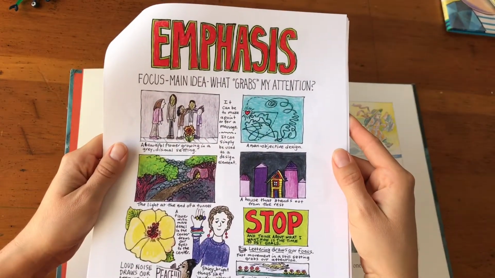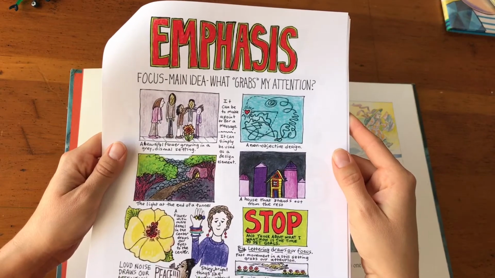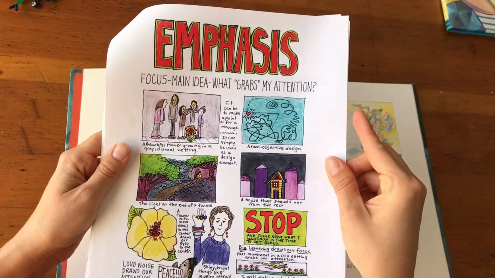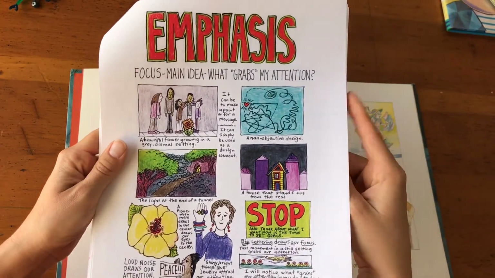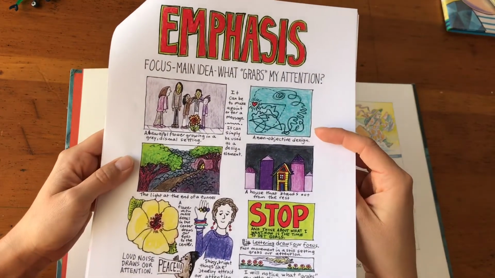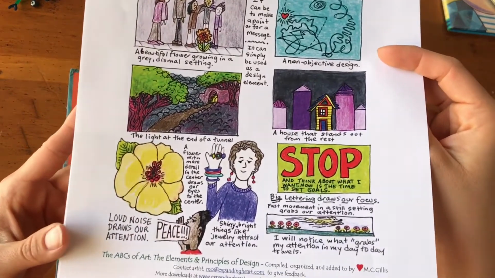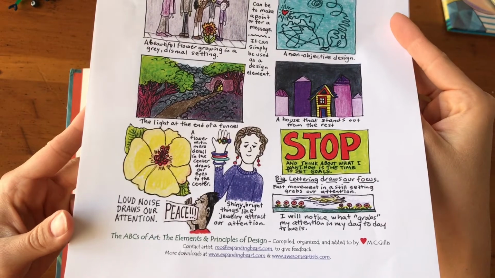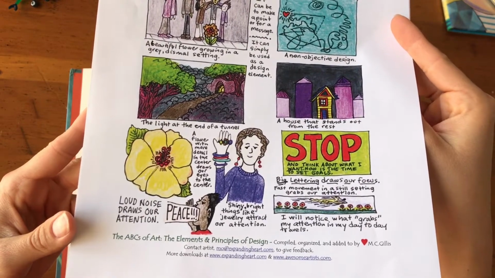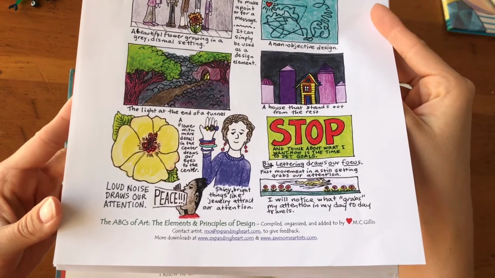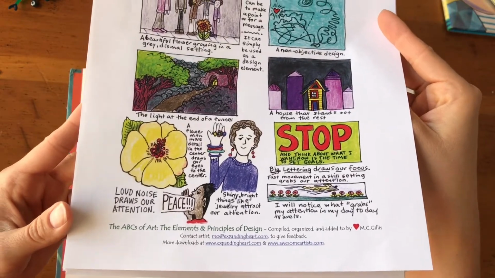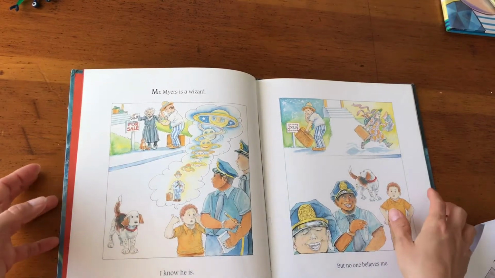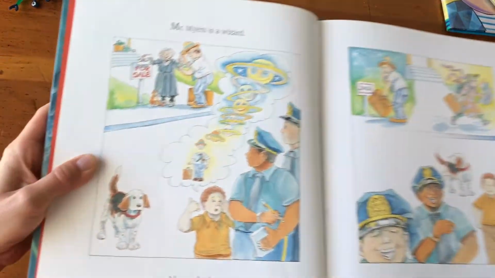This is the focus, the main idea, what grabs your attention in a picture. It can be to make a point or for a message, like your theme. It can simply be used as a design element. Here we have some examples, like a house that stands out from the rest. We have this big stop sign and big lettering. Now let's take a look at the first page.